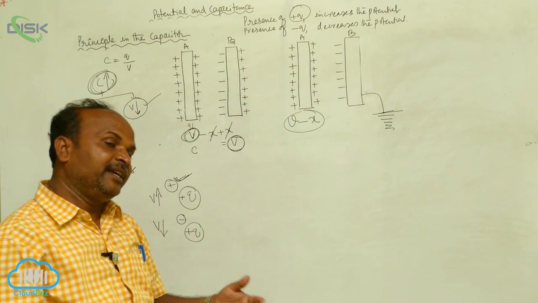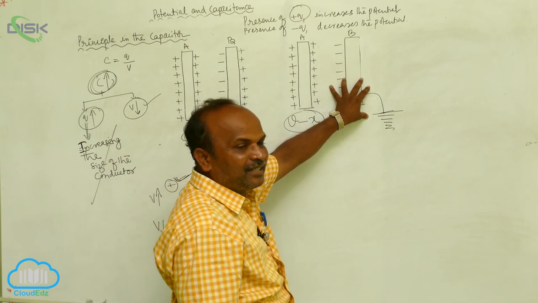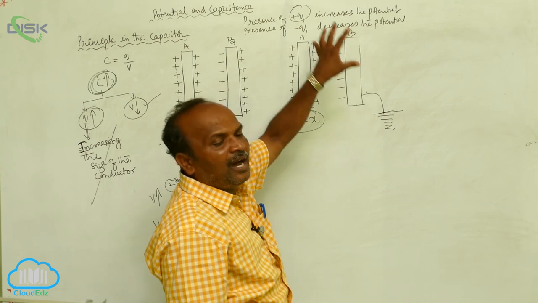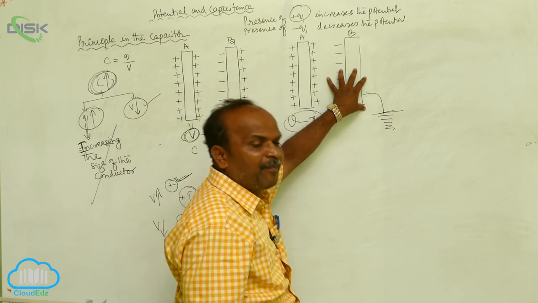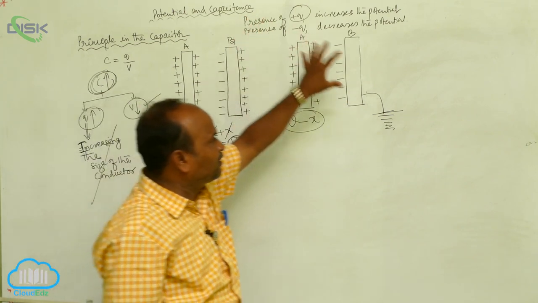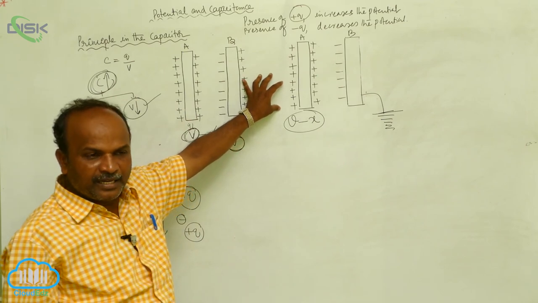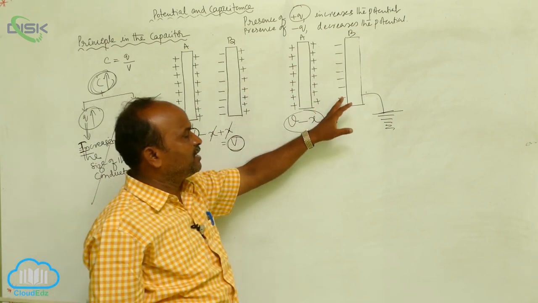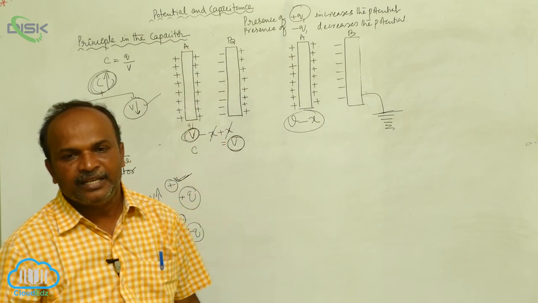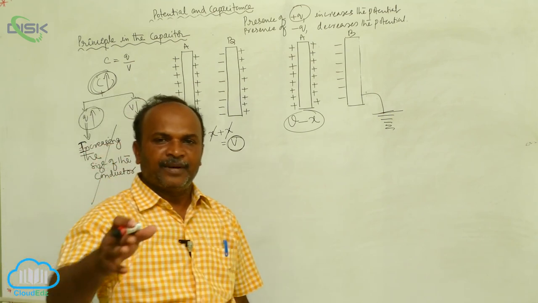Therefore, finally we can conclude that when an earthed metal plate is placed nearby the charged plate, its potential is decreased, and then the capacity is said to be increased. Therefore, this is the principle of the capacitor.